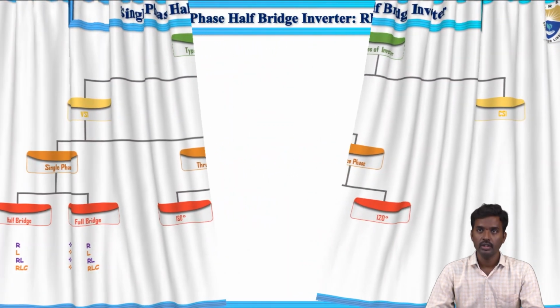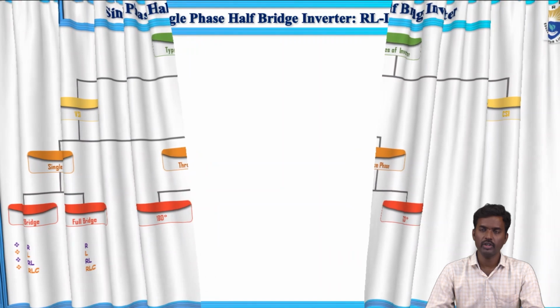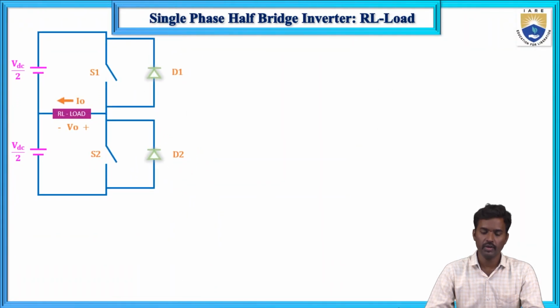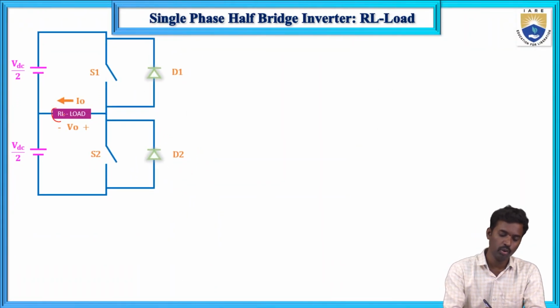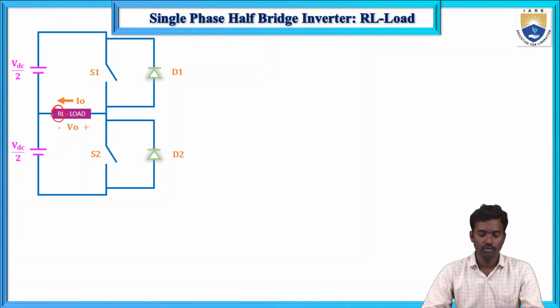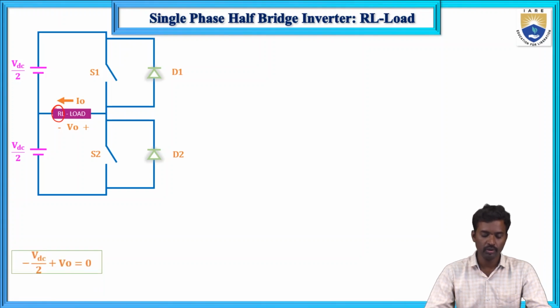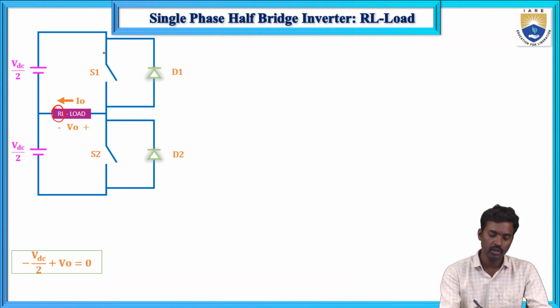Now, the circuit diagram of the single phase half bridge inverter we have already seen. Here we are changing only the load, RL load. First, the switching configuration and time duration. From 0 to T by 2, S1 will conduct, so minus VDC by 2 plus V0, so V0 equals VDC by 2.